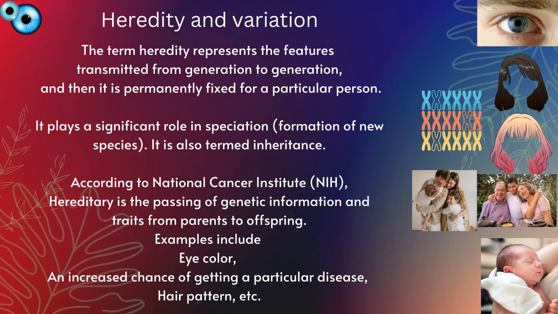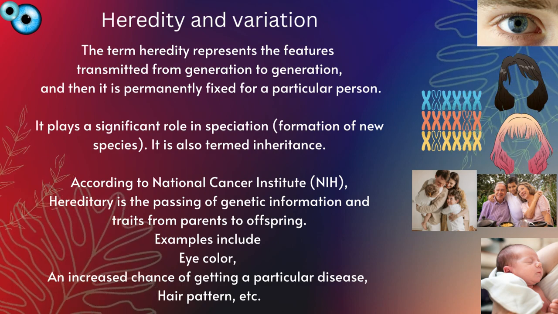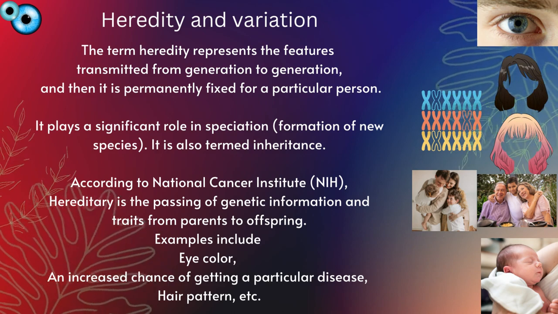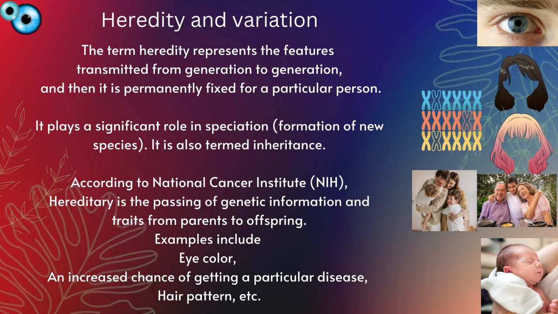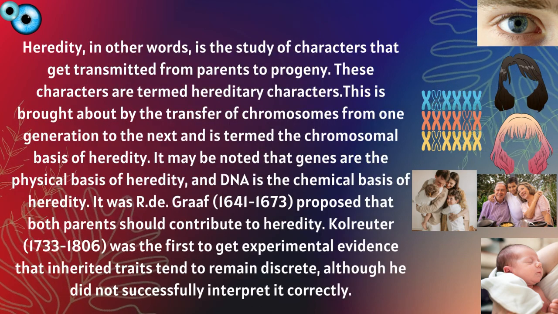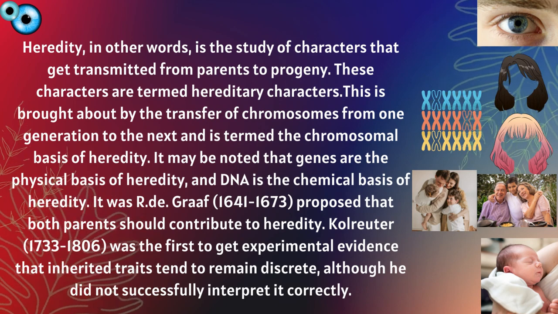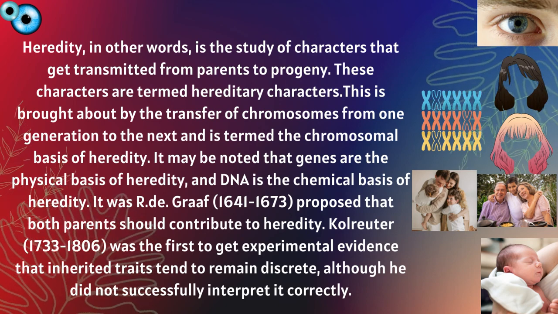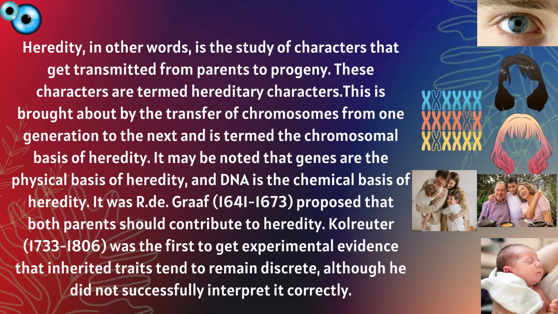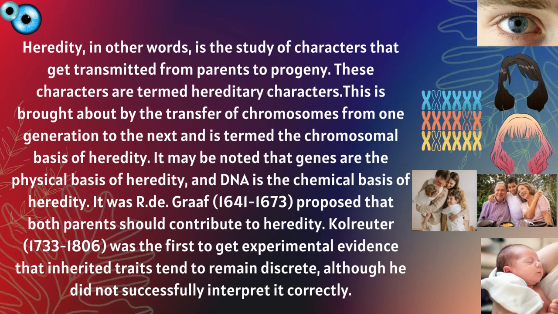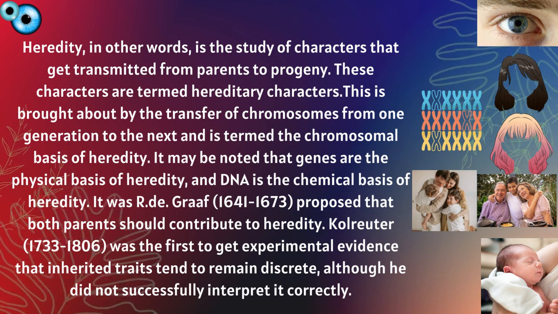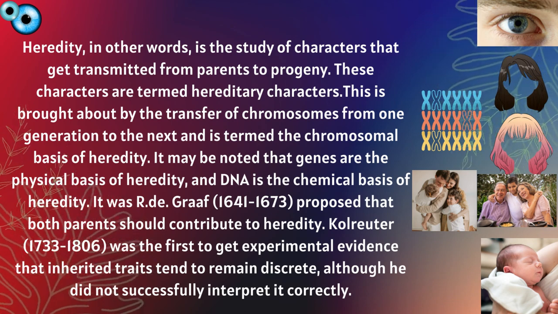Now, according to the National Cancer Institute, heredity is the passing of genetic information and traits from parents to offspring. The examples include eye color, an increased chance of getting a particular disease, or hair pattern, etc. Heredity, in other words, is the study of characters that get transmitted from parents to progeny, and these characters are termed hereditary characters. This is brought about by the transfer of chromosomes from one generation to the next and is termed the chromosomal basis of heredity. It must be noted that genes are the physical basis of heredity and DNA is the chemical basis of heredity.